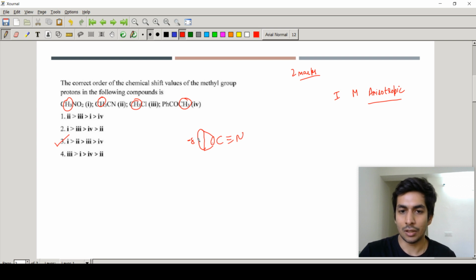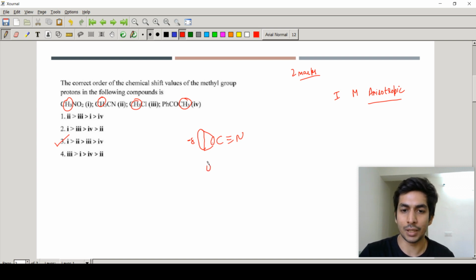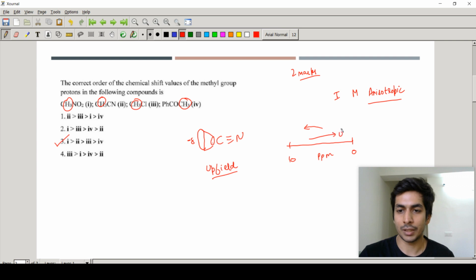That means whatever protons are there in this particular region, they would see some shielding effect. Shielding effect means they will come upfield, or they will come at a lower chemical shift. I hope you know the concept of upfield and downfield. So if I draw this spectrum over here, and let's say this is my ppm, and this is 0 and this is 10, if a proton moves towards this side, we say it is moving downfield, and if it moves this side, we say it is moving upfield. So this is your upfield, and the other side is downfield.